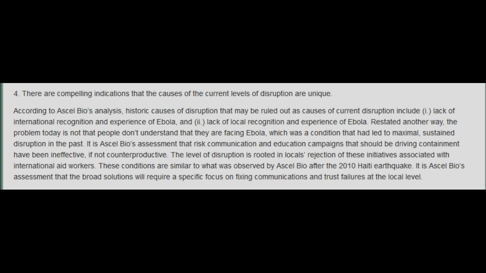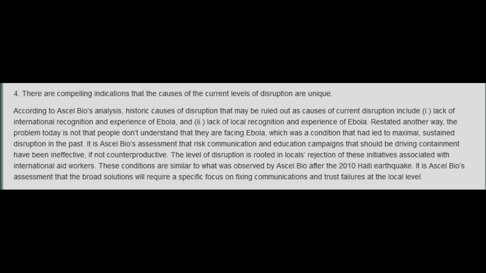Number 4, there are compelling indications that the causes of the current levels of disruption are unique. According to Excel Bio's analysis, historic causes of disruption that may be ruled out as causes of current disruption include lack of international recognition and experience of Ebola, lack of local recognition and experience of Ebola. So restated another way, the problem today is not that people do not understand that they are facing Ebola, which was a condition that led to maximal sustained disruption in the past.